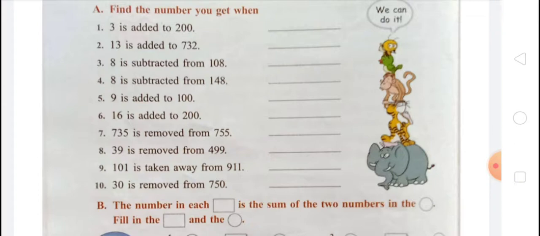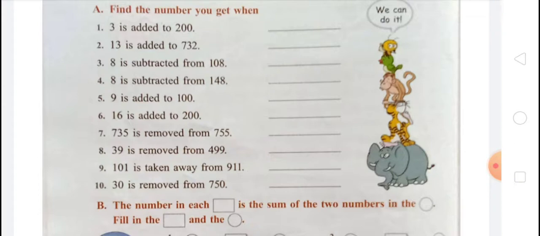And after that, question number 10. 30 is removed from 750. So you have to subtract 30 from 750. 0 minus 0 is 0, 5 minus 3 is 2, and 7. That is 720. Once again you have to listen to it.